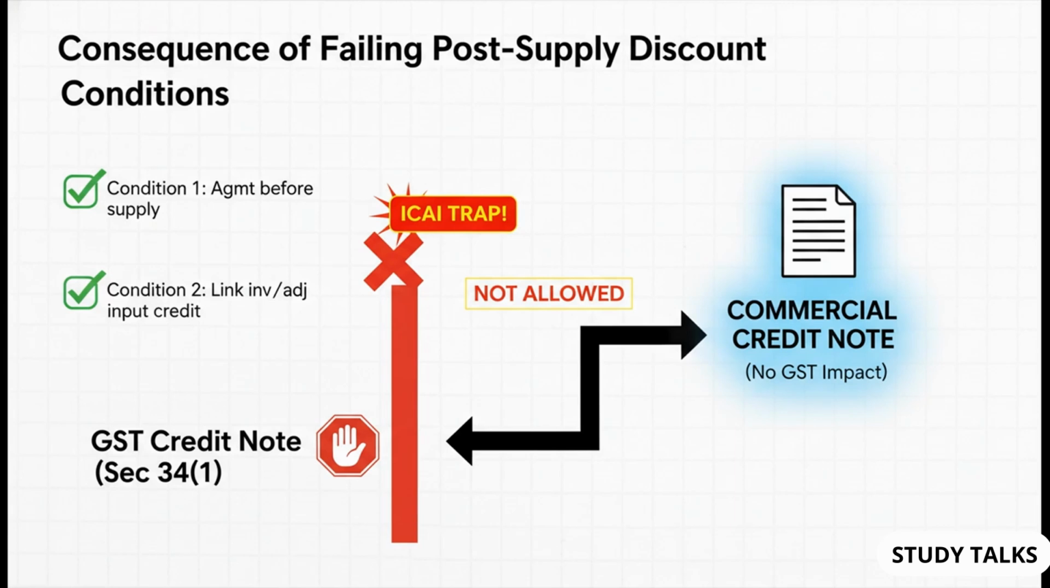The supplier can still give the discount, sure, but they have to issue what's called a commercial credit note, which is just for the value, no GST adjustment. And in that case, the buyer doesn't have to reverse any ITC.